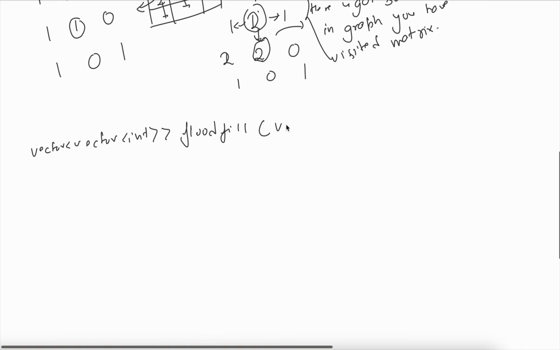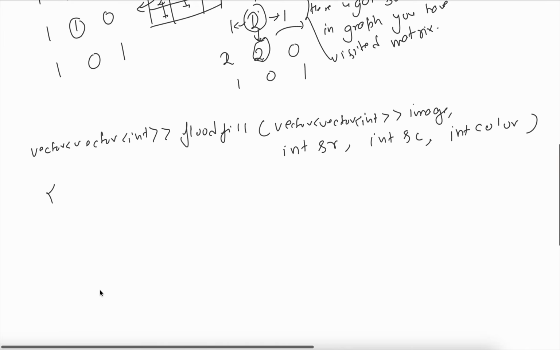Okay, here is the vector image. An int sr and int sc, sr comma sc, are given, and a new color is given. So basically you can make a copy matrix also, because you don't need to update the input.